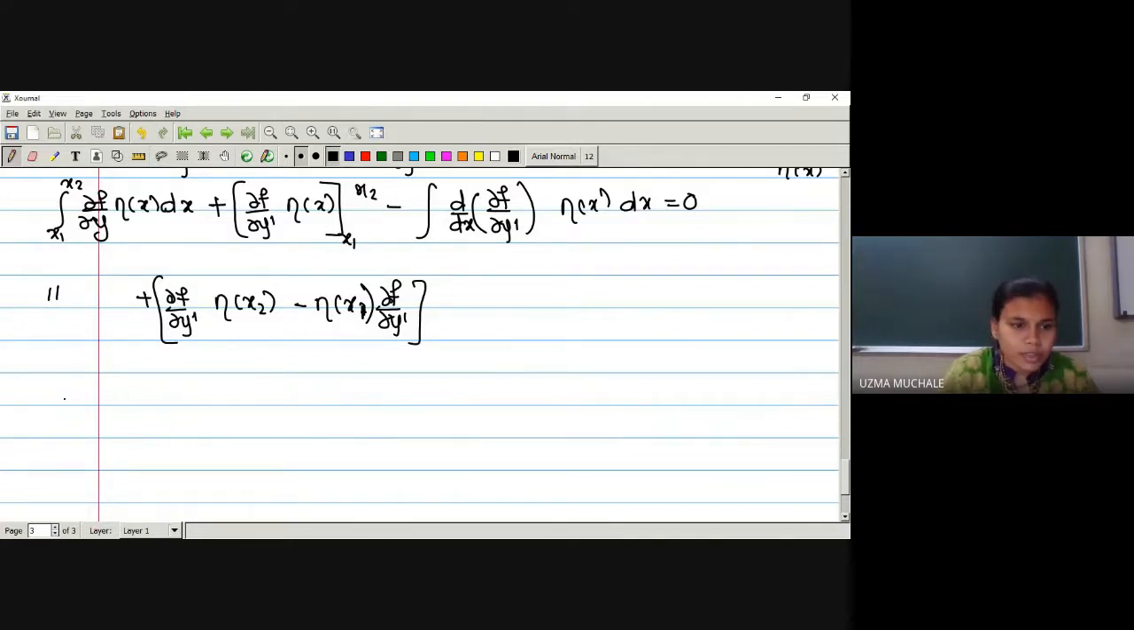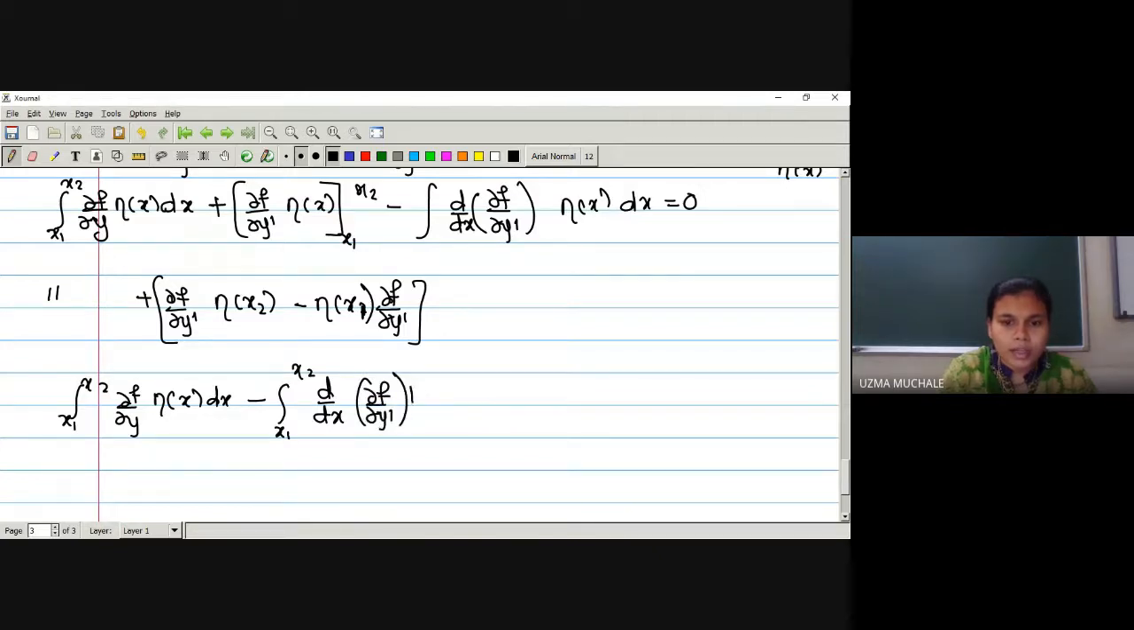Now we'll write down this integration x1 to x2 ∂f/∂y η(x) dx plus the second term, which is 0, with this negative sign. Here it is negative: minus the integration x1 to x2 we keep as it is, d/dx of ∂f/∂y′ η(x) dx is equal to 0, right? Now η(x) dx I can take common.